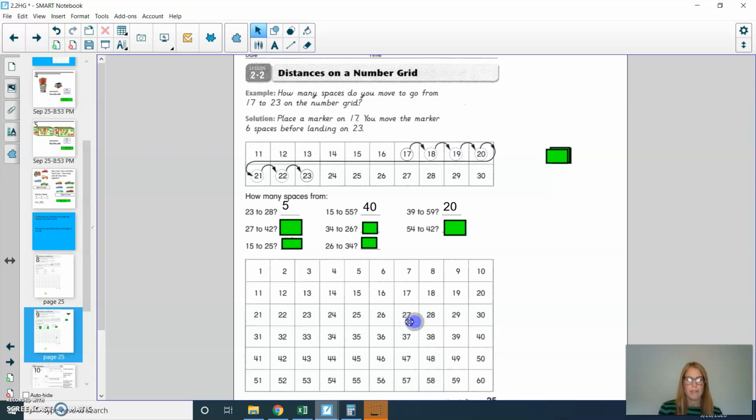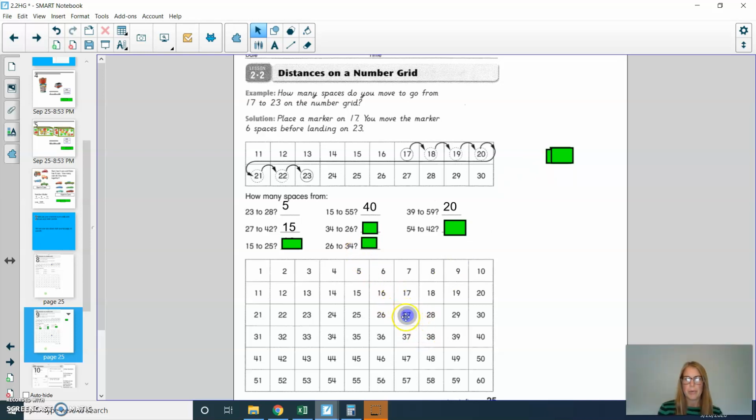This time I'm going from 27 to 42. If I go from 27 to 37, that would be 10. Then I would have 11, 12, 13, 14, 15. So from 27 to 42, it was 15 spaces.